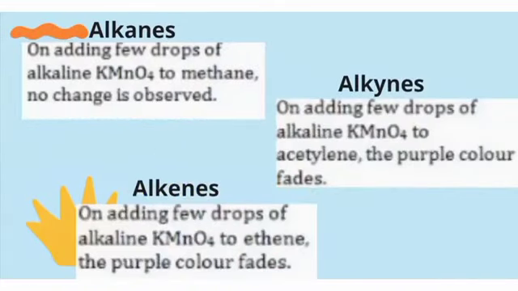Alkanes, on adding a few drops of alkaline potassium permanganate to methane, no change is observed. Alkenes, on adding a few drops of alkaline potassium permanganate to ethene, the purple color fades. And for alkynes, on adding a few drops of alkaline potassium permanganate to acetylene, the purple color fades.